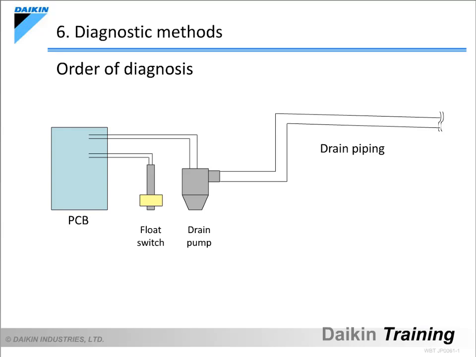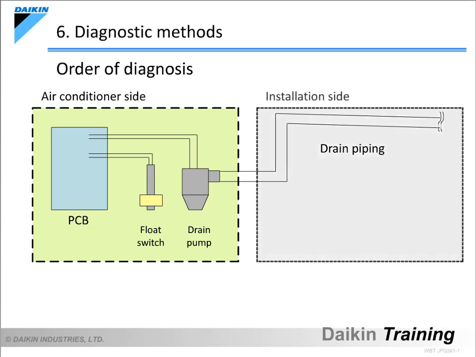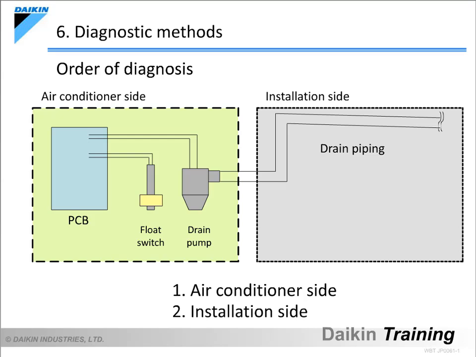Let's now look into the methods of diagnosing the actual causes of the problems. Inspections are conducted on a separate basis on the devices inside the air conditioner, such as the PCB, float switch and drain pump, and on non-air conditioner factors related to the installation, such as the drain piping. In order to confirm whether the air conditioner is operating normally, first the air conditioner itself is checked. If it is confirmed to be normal, then factors related to the installation, such as drain piping, are checked.